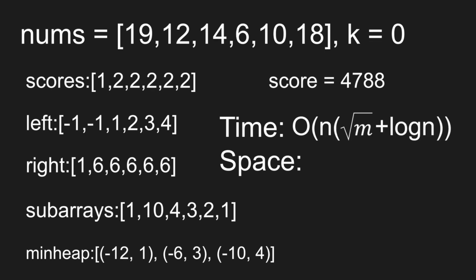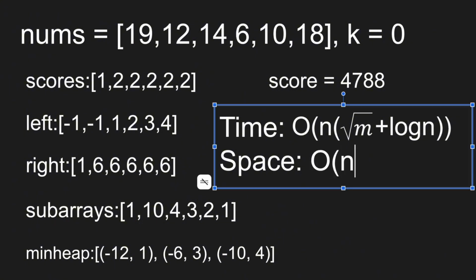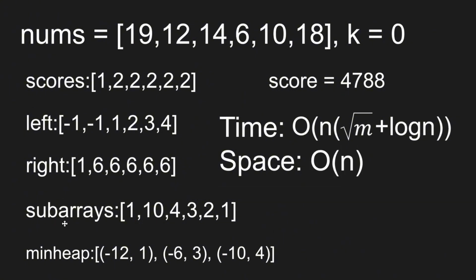So the time complexity would be O of n times rad m plus n log n. The n log n will come from the min heap, and the n times rad m will come from when we are calculating scores. So n would be the number of elements in nums, and m would be the largest element in nums. Because when we calculate scores, we will have to iterate through nums, and for each num, we will have to iterate to the radical of that number. So that's why it's n times rad m plus n log n. And the space complexity would be O of n, because all of these arrays would take about n space.